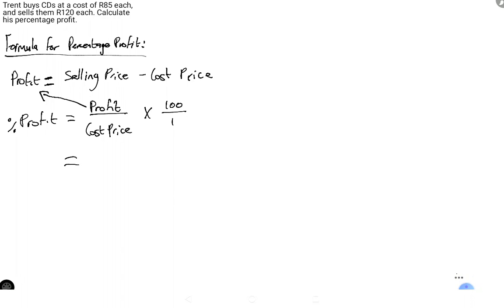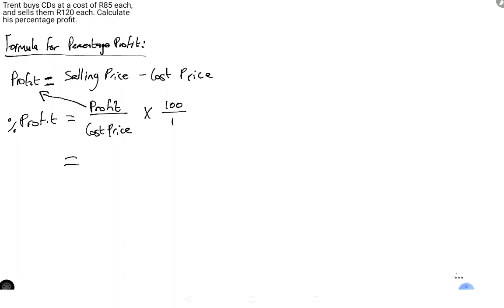To calculate your profit, you guys should know this by now. You take your selling price, which is what you are selling the thing at, and you subtract the cost price, and the cost price is what it cost you. That is the amount that you paid when you bought this thing.